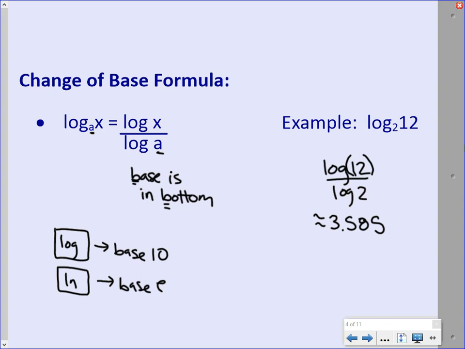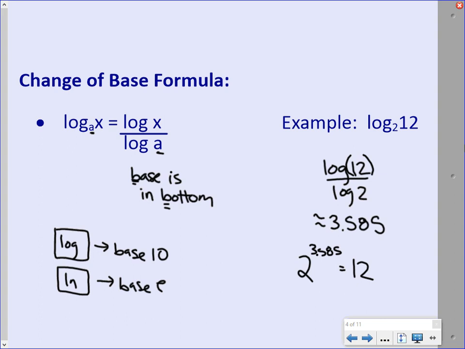If you think about your circle method for rewriting in exponential form, that would say that 2 to the 3.585 is equal to 12. And if you were to type in that exponential expression into your calculator, it would be very close to 12. 12.000 something. The reason why it wouldn't be exactly 12 is you had rounded it, right? So if you put in all the numbers, it would be even closer.